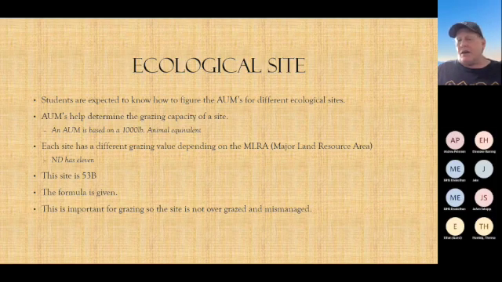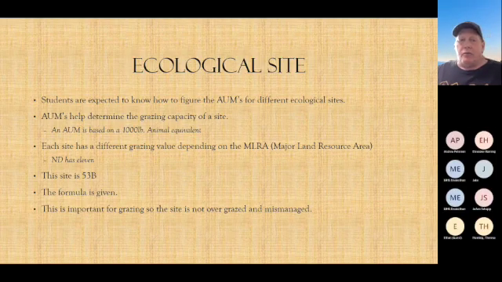And the AUM is based on a 1,000-pound animal. Granted, we know there are bigger ones out there, like if you get a bull, or you've got some 1,500 to 1,600-pound cows out there. But as a general rule of thumb, we use a 1,000-pound animal. So that's how that equivalent is figured out.